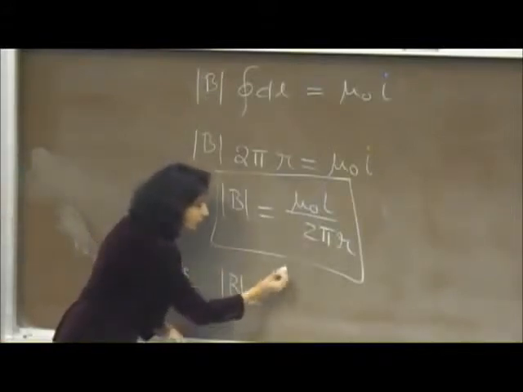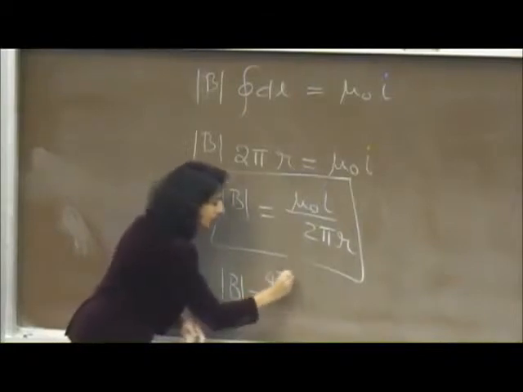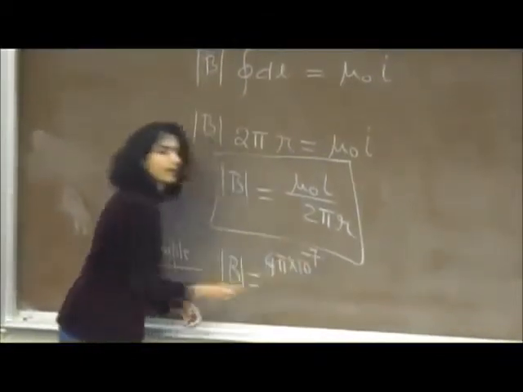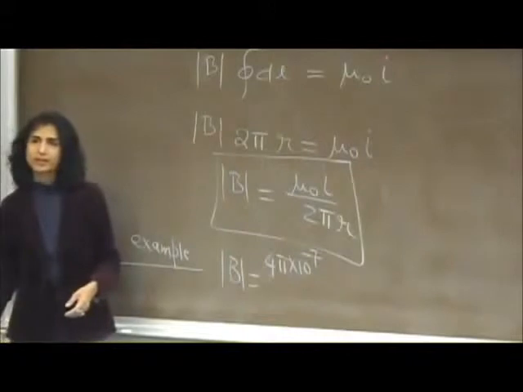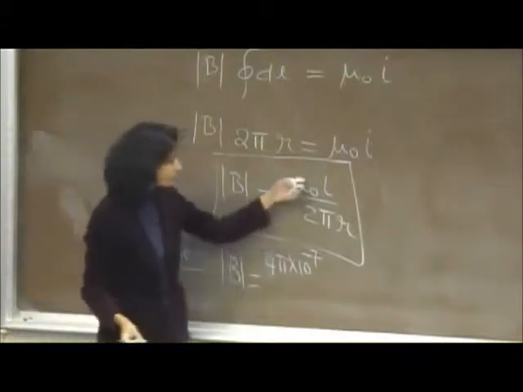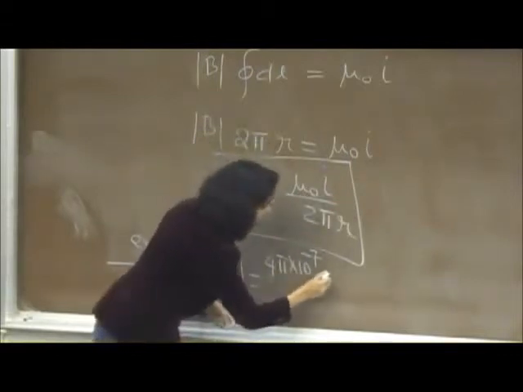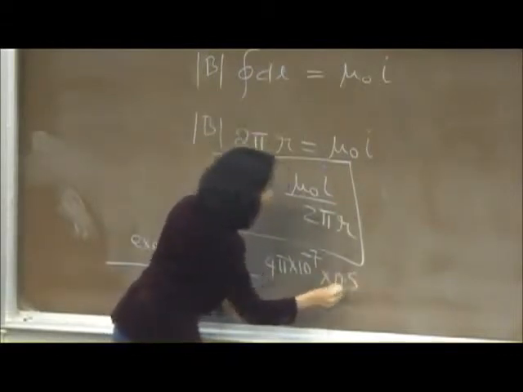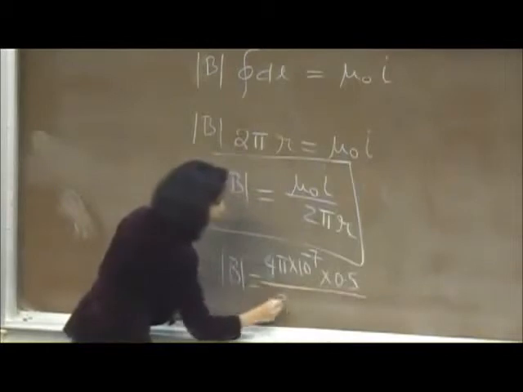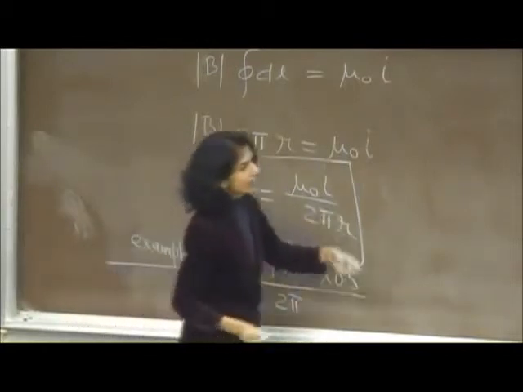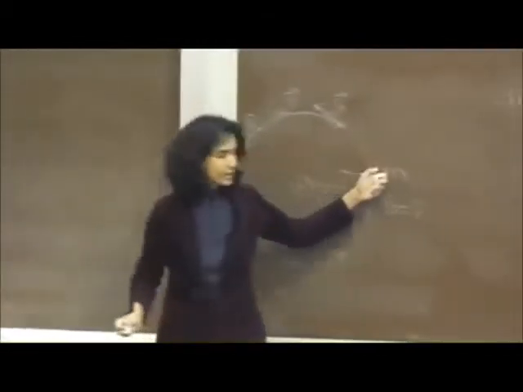B in that case will be mu 0, and mu 0, remember, is 4 pi times 10 power minus 7 Tesla meter per ampere. That's the SI unit of mu 0. Current we have been given is 0.5 ampere. So this would be 0.5 ampere divided by 2 pi times r, and r is given to us to be 1 meter.